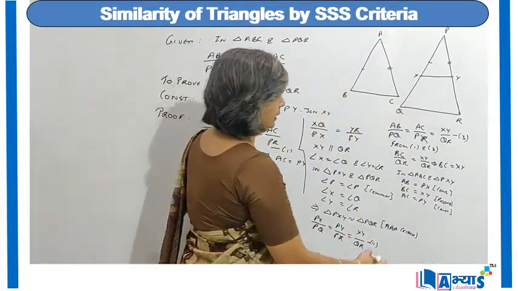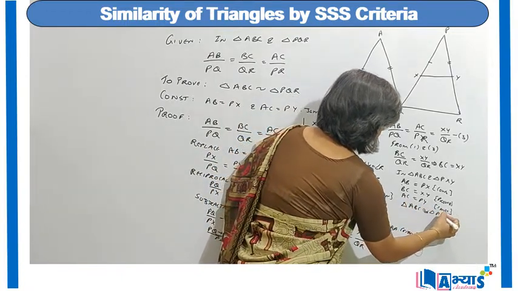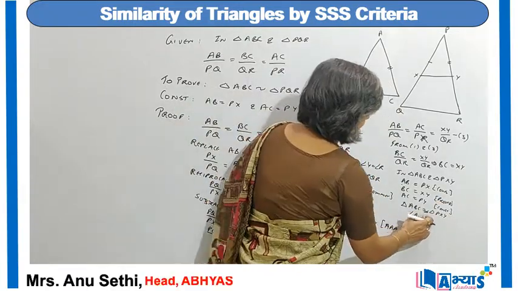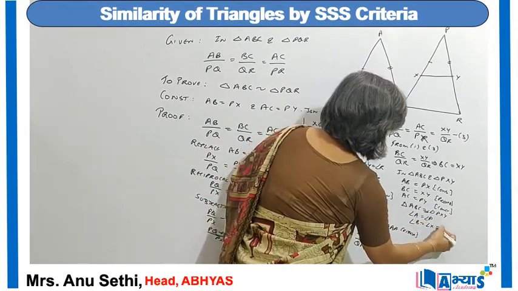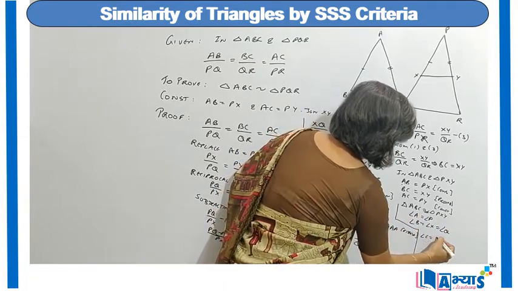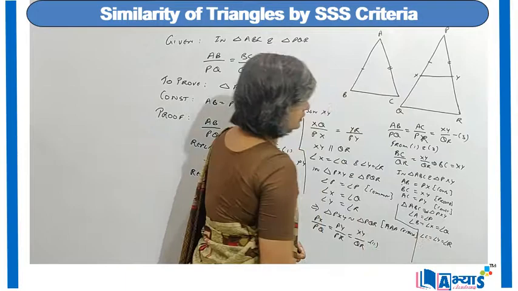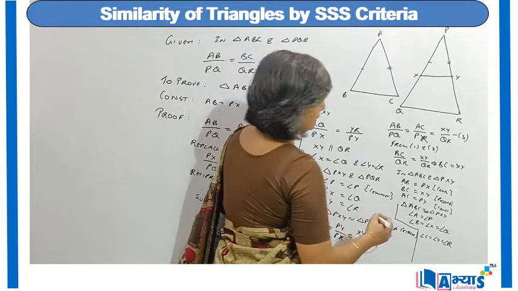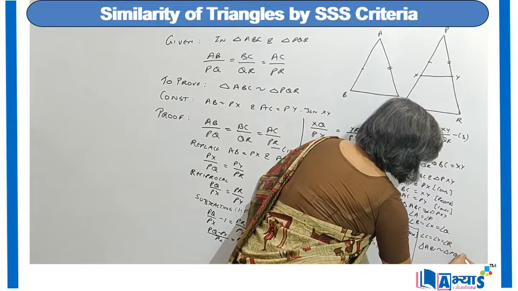So we can say that triangle ABC is congruent to triangle PXY, so angle A is equal to angle P, angle B is equal to angle X, which is further equal to angle Q, and angle C is equal to angle Y, which is further equal to angle R. So we can say that as three angles of one triangle are correspondingly equal to three angles of the other triangle, triangle ABC is similar to triangle PQR.